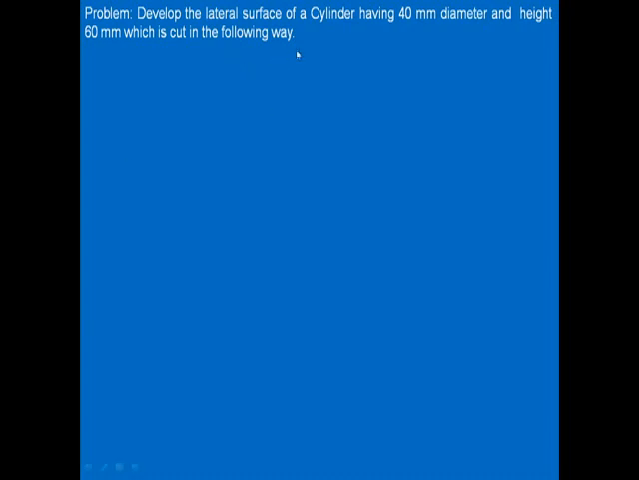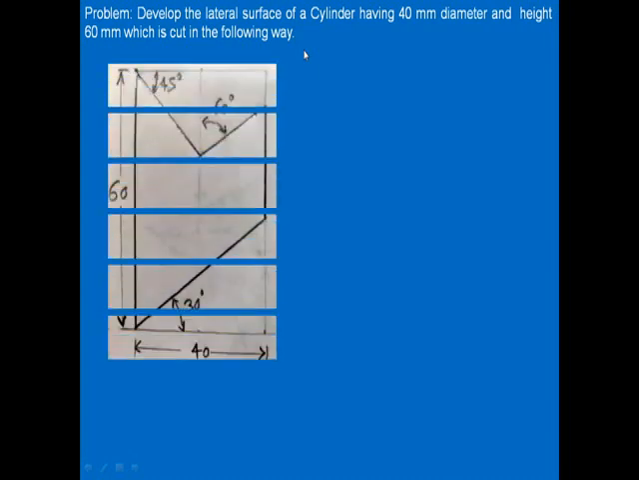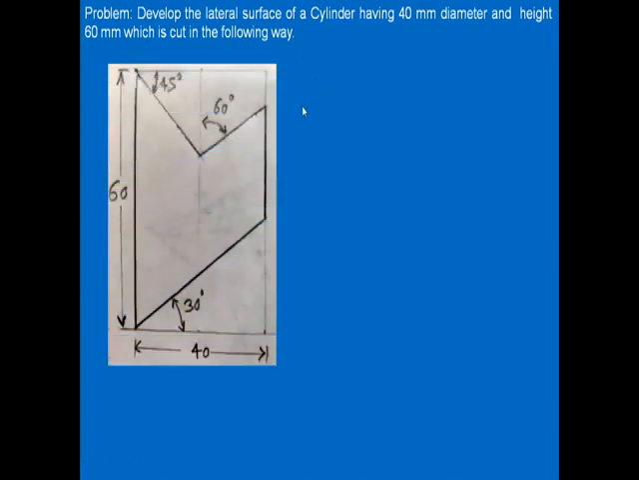Now what is given is you have a cylinder of 40 mm dia and height 60 mm, which is cut in the following way. So a figure is given to you along with the statement, and the figure that is given to you is this. So the figure along with the statement is what is given. Now you need to draw the development of lateral surface of the cylinder.